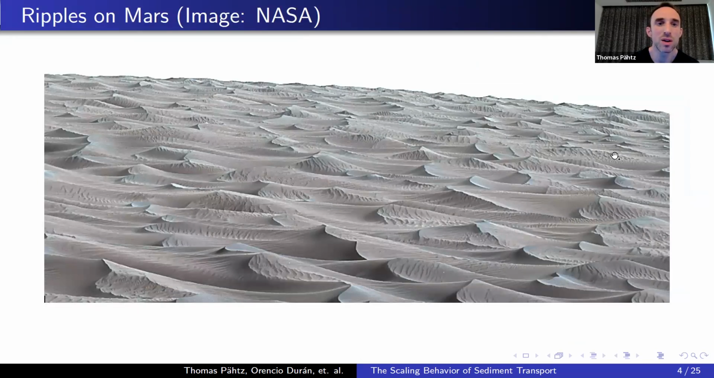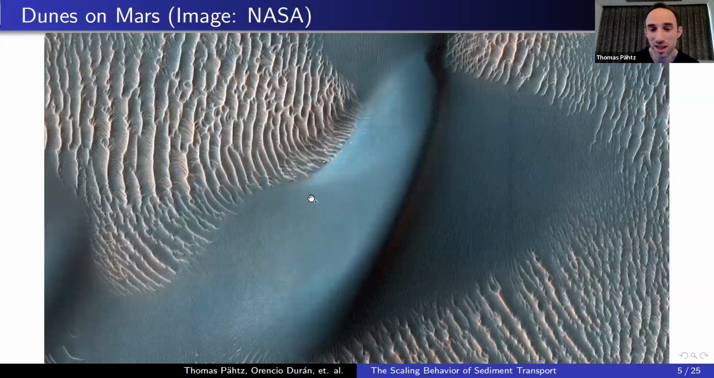This one is an image taken by the Curiosity rover of the Mars surface. And here you can see different kinds of ripples. This is another image, also of the Mars surface, but from a satellite. And here you can see a big dune, that's the middle structure, and also many, many smaller ripples.